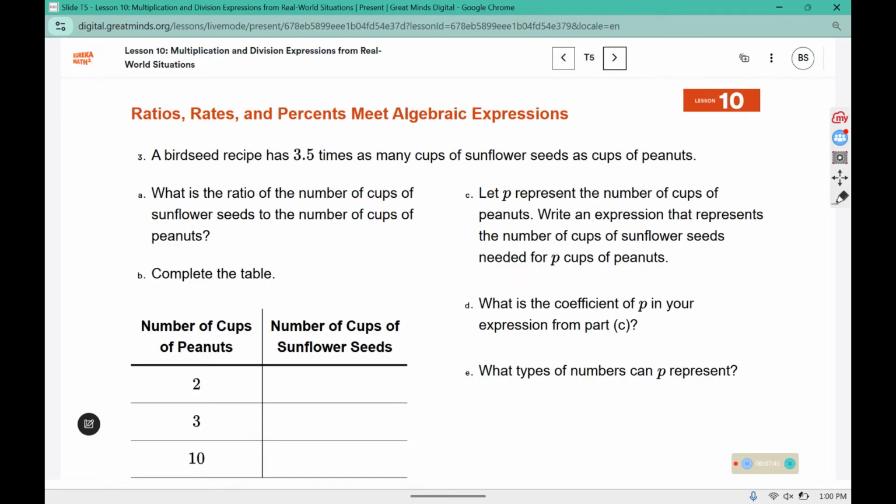A bird seed recipe has 3.5 times as many cups of sunflower seeds as cups of peanuts. What is the ratio of the number of cups of sunflower seeds to the number of cups of peanuts? Well, there are 3.5 times as many sunflower seeds as peanuts. So this is 3.5 for every 1 cup of peanuts.